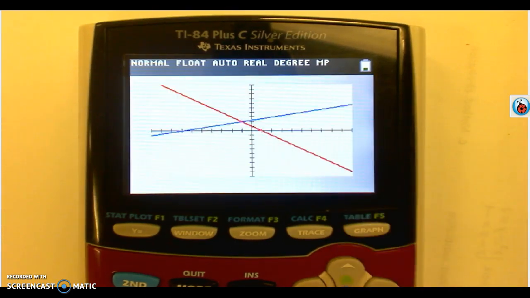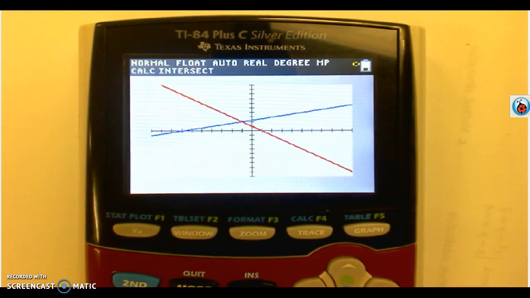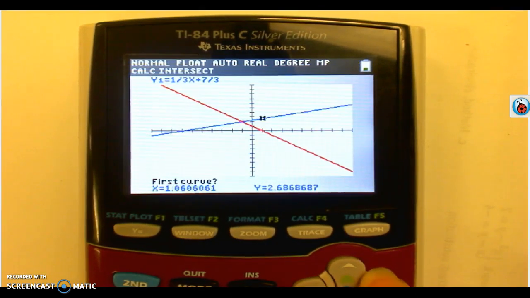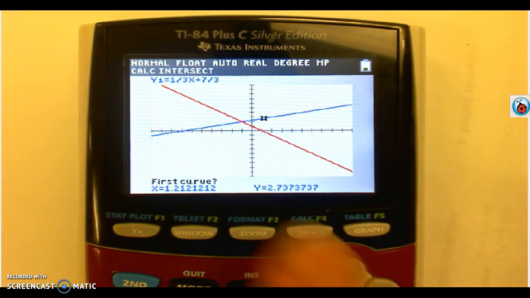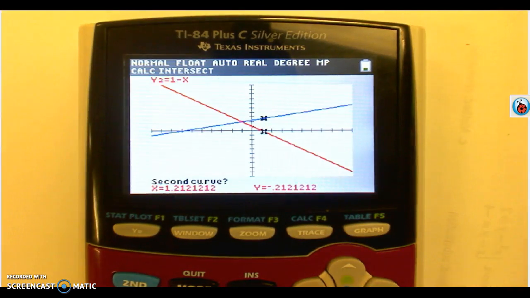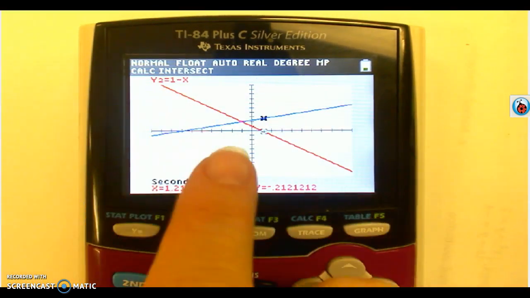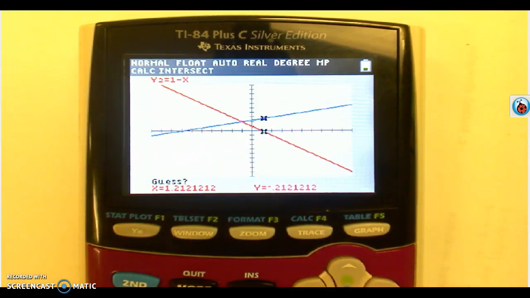When they graph, they look like this. We could have done that by hand. The nice part about having it on the calculator is we can use the calculate command. It's under second trace, under the calculate menu. What we're going to do is we're going to find the intersection. And so it's going to ask me where's the first curve I want to be on. I'm on the blue curve right now. So that's y1. I'm going to push enter. Now it asks me for my second curve. I'm blinking on the red curve, which is y2. I'm going to push enter.